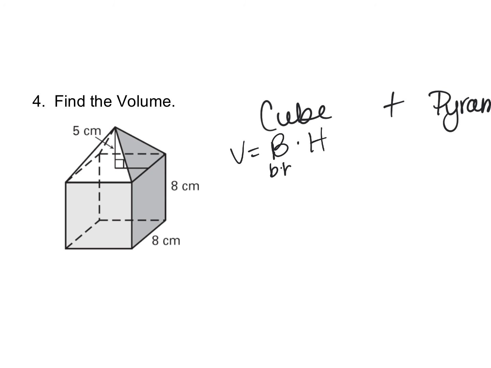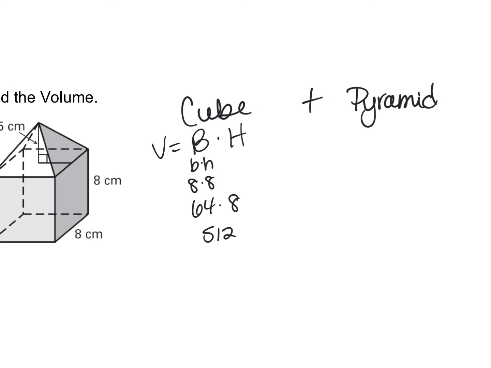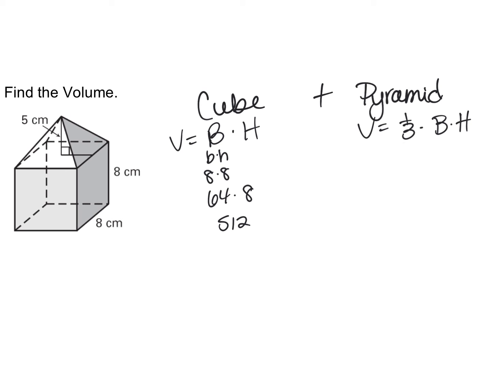So the base is a square, so that's an 8 by 8, and that's 64 times the height of your prism, which is 8. So 64 times 8 gives you 512. Cool. Now let's do the pyramid. The pyramid does have the 1/3 in it. So the volume equals 1/3 area of the base times the height.